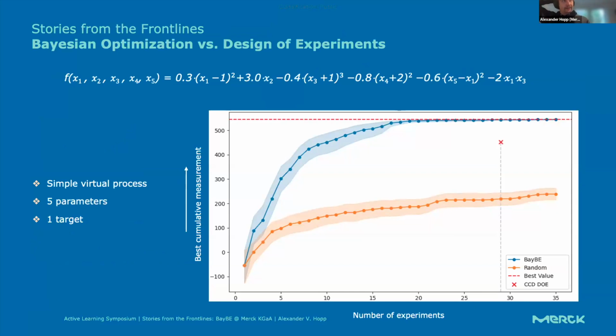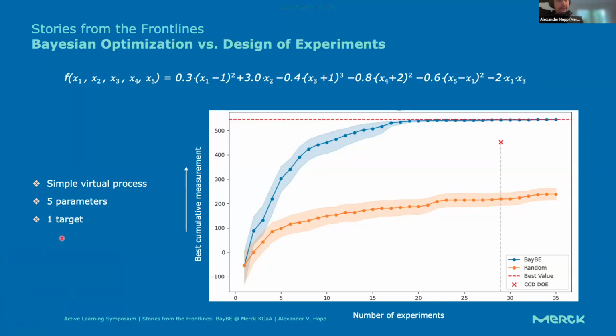The first one is related to the comparison of Bayesian optimization versus design of experiments that Morten has already talked about in his introduction early today. And I also want to stress this a little bit. What we always do to convince people that Bayesian optimization is something they should do is we share the following story with them: we once tried out a simple virtual process to compare Bayesian optimization and design of experiments, where this virtual process contains 5 parameters and one target function.